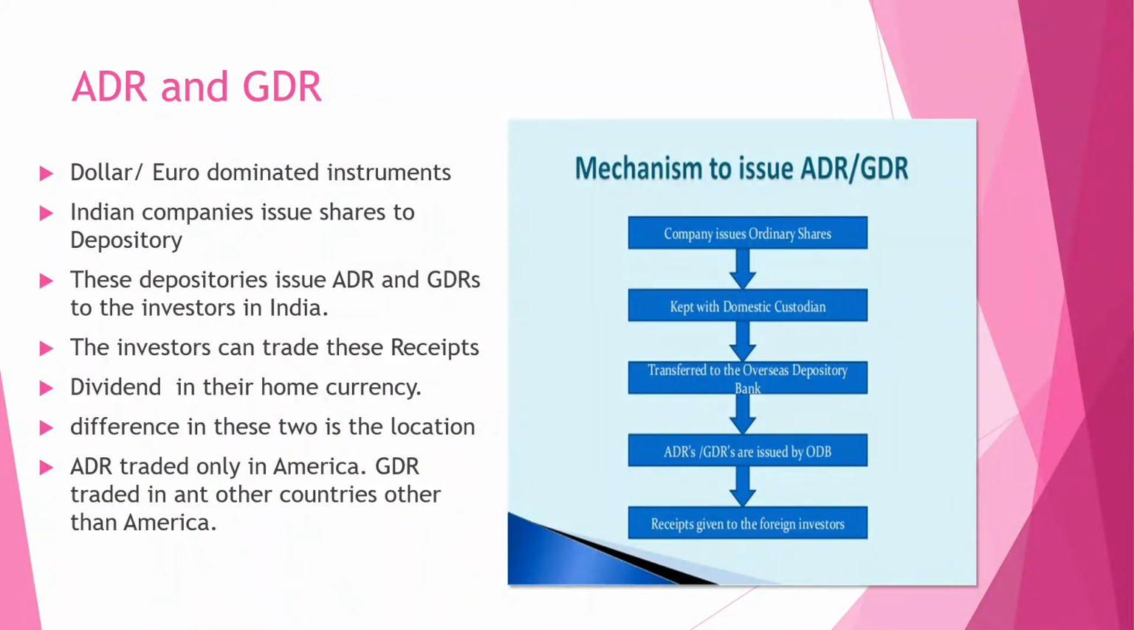We can observe this mechanism that is utilized to issue ADR and GDR. Indian companies issue the ordinary shares. These are kept with a domestic custodian and these are then transferred to the overseas depository banks. These overseas depository banks then issue the ADRs and GDRs. These receipts are then given to the foreign investors. Similarly, even the dividend is given in that particular country's currency, which is then converted into their home currency.